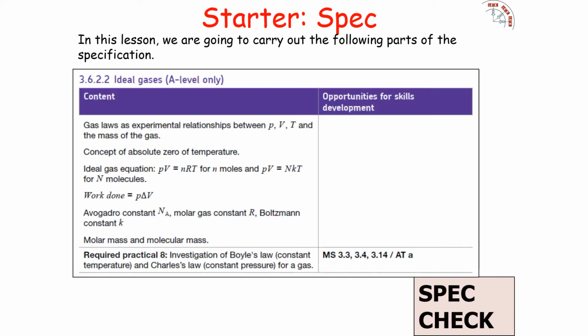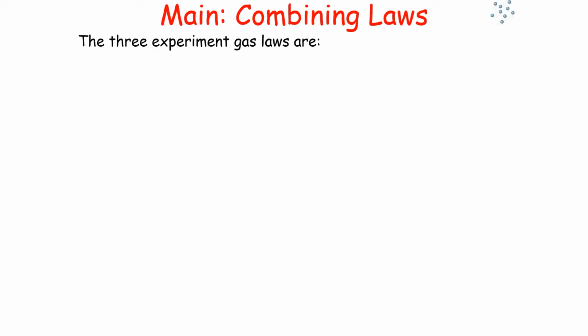So we're going to be looking at the following part of the AQA A-Level Physics specification, 3.6.2.2 ideal gases. Now the three experimental gas laws are as follows.